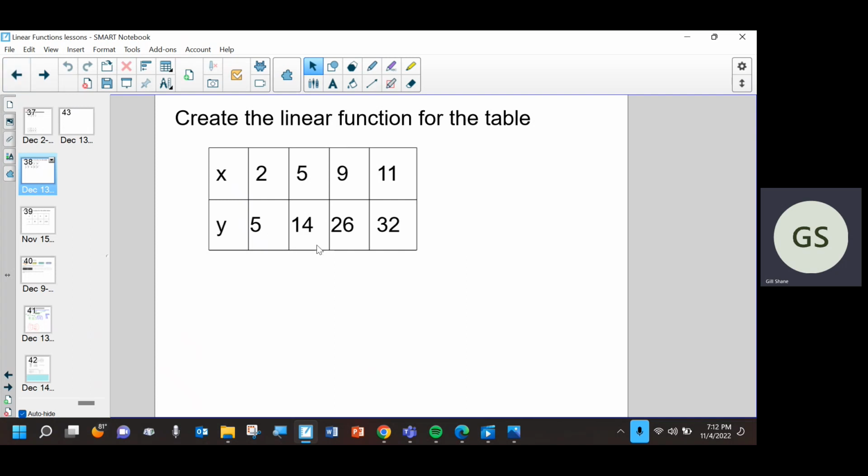Oh, and this is, by the way, a horizontal table, obviously. It's not vertical. X values will always be the values on the top. Y values will always be on the bottom. So therefore, these are input numbers on the top. These are output numbers on the bottom.